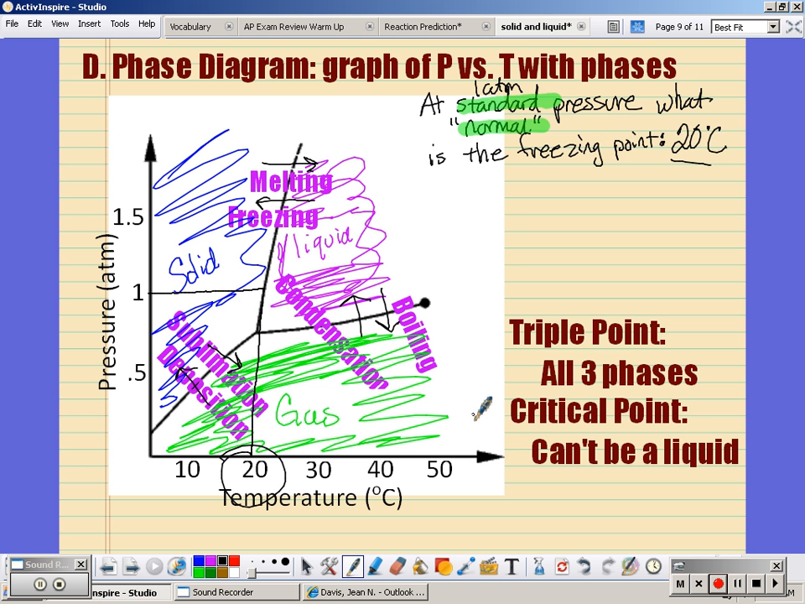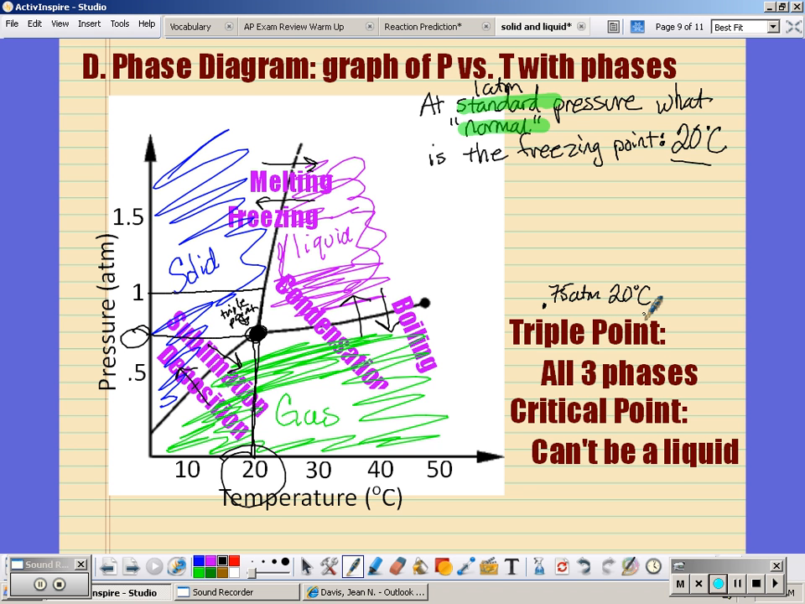There's two other things that this graph tells us. It tells us the triple point and the critical point. The triple point is where all three phases can coexist. So all three phases would mean that I would have to have all three phases at the same point. So where all three of my lines meet is the triple point. So I could tell the pressure for that, and I could tell the temperature for that. So it looks like if we're at 0.75 atm and 20 degrees Celsius, I could have the solid, liquid, and gas phase for this substance at the same time.